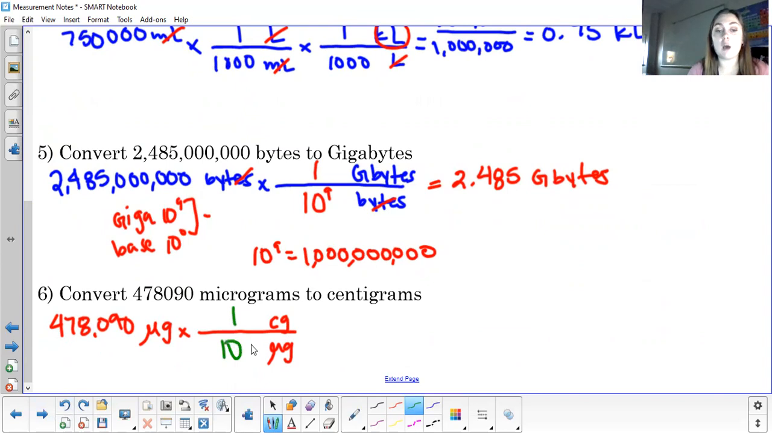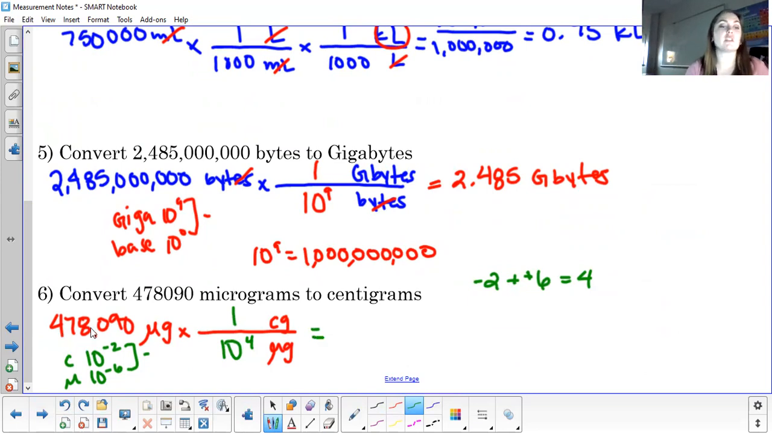This is going to be some power of 10. Right? We said that centi is 10 to the negative 2. Micro is 10 to the negative 6. So we have to do negative 2 minus negative 6. Oh, here comes math skills. Negative 2 minus negative 6. Subtracting a negative, that's like adding a positive. So negative 2 plus 6 is 4. So I'm going to put a 4 as the power of 10 here.